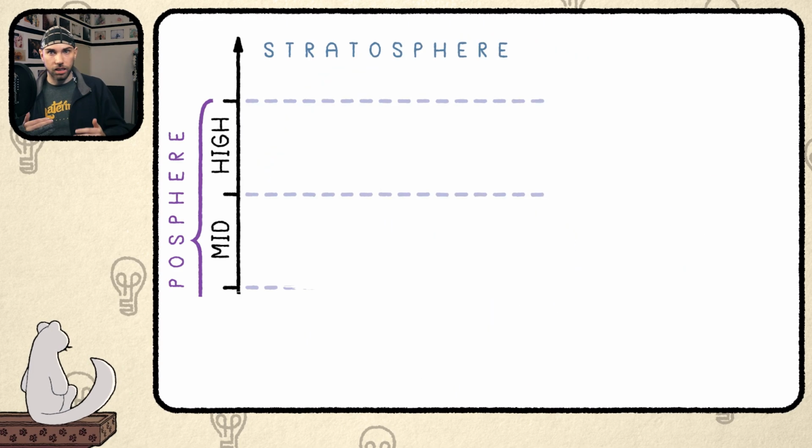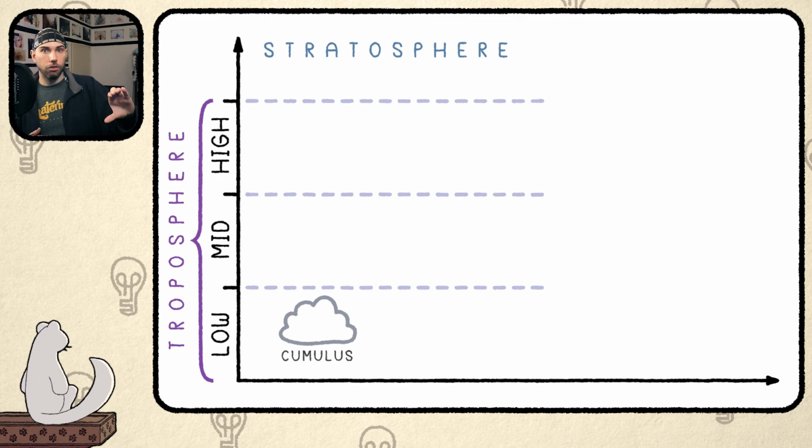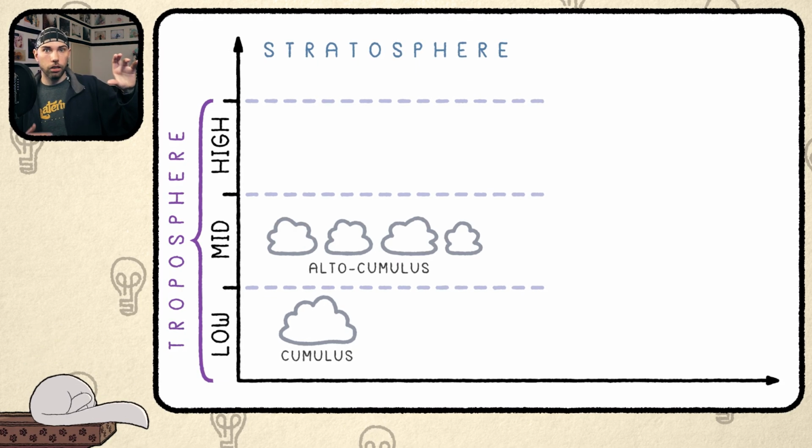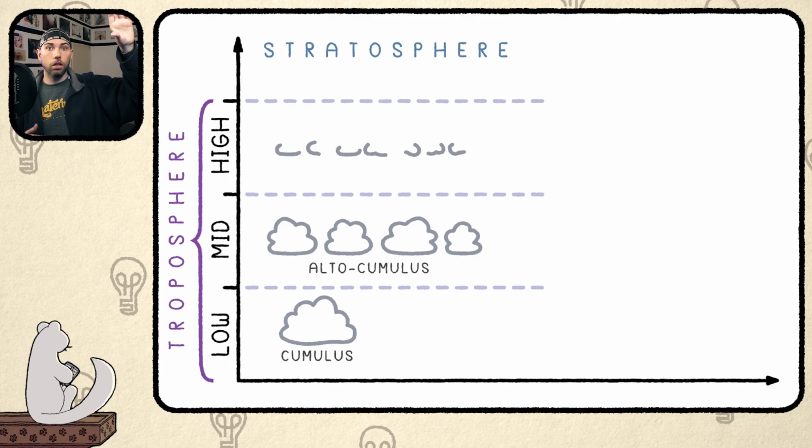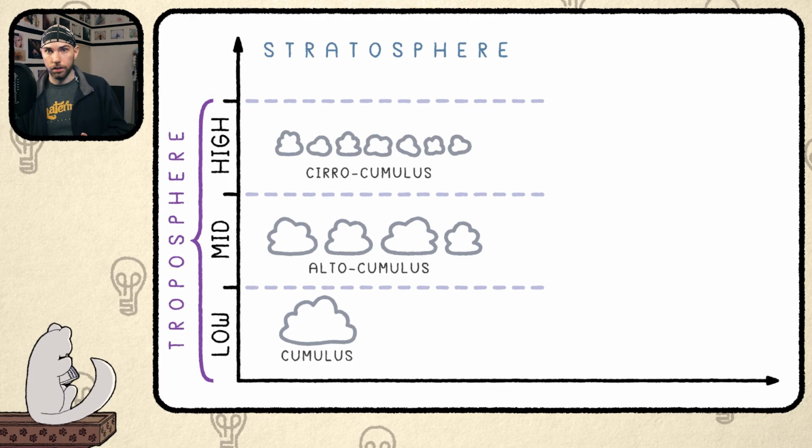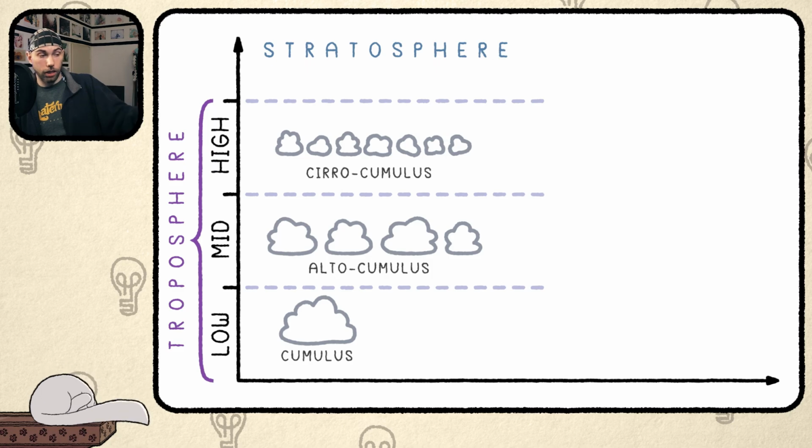So normal cumulus clouds are found at low heights. If they are formed at mid-levels, then they are called alto-cumulus. And at high altitudes, they are cirro-cumulus. Those prefixes, alto and cirro, are used for those specific height levels. You will hear these terms later for other cloud types.